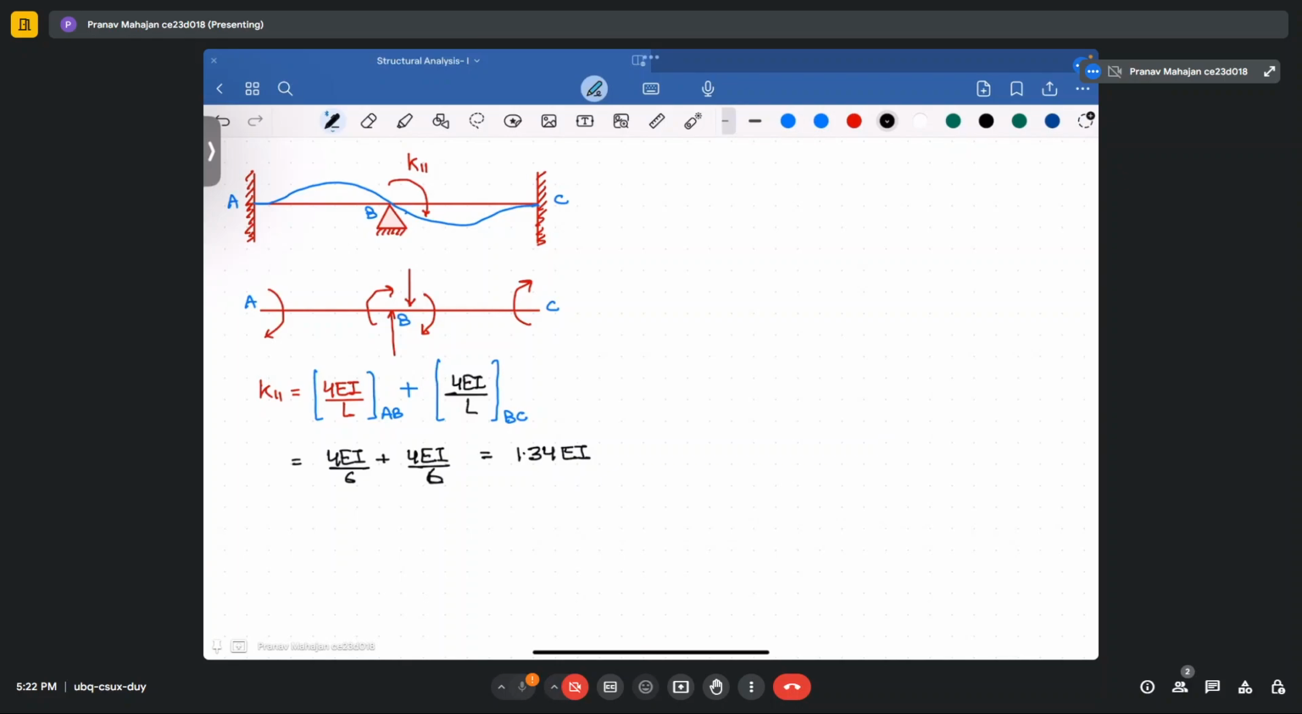Okay, if you are writing the inverse of the stiffness, your K inverse would be equal to 1 upon 1.34 EI.